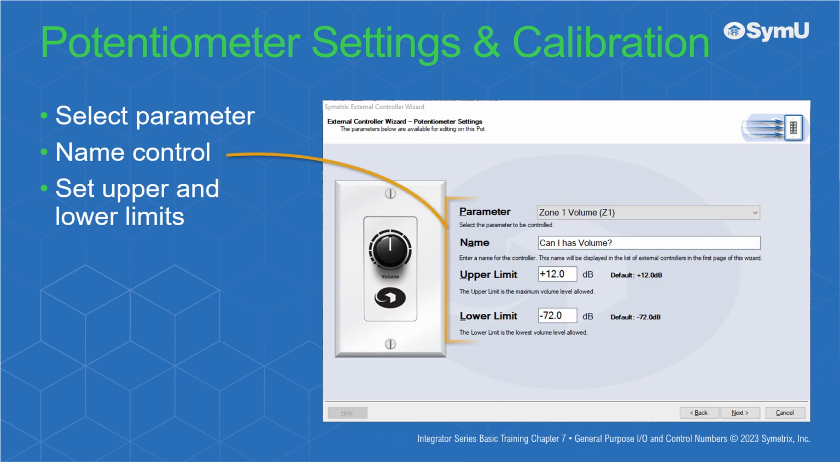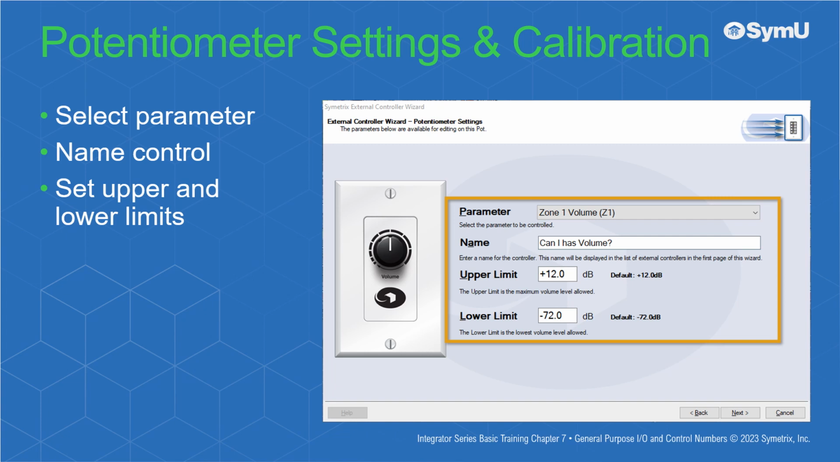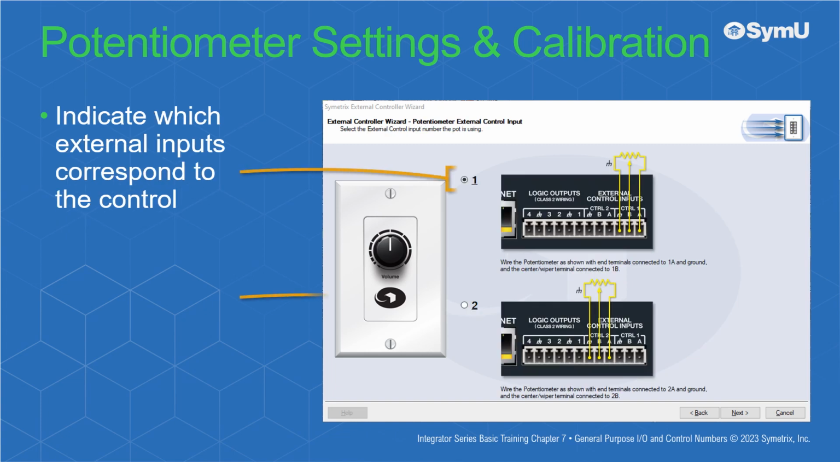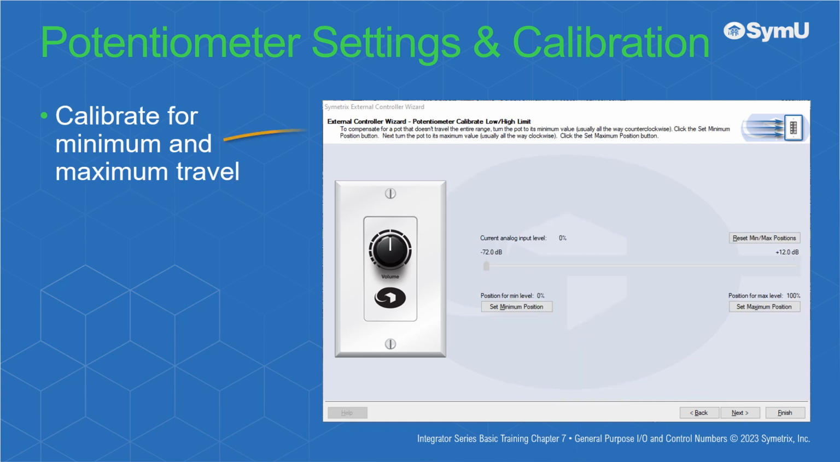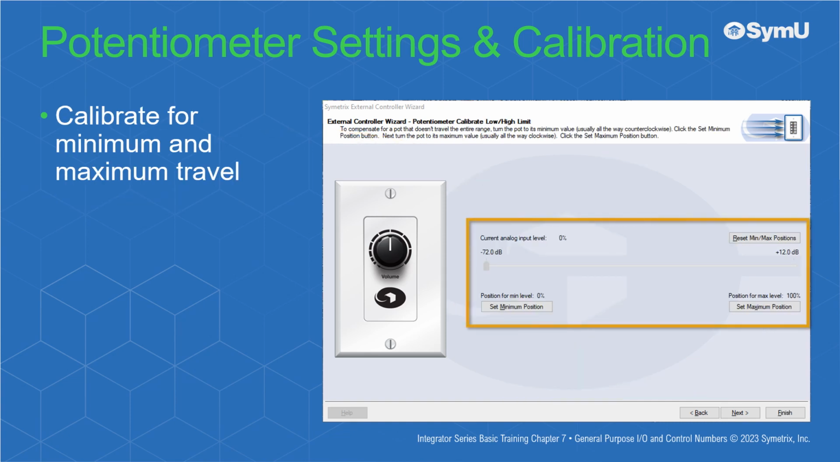Direct selection of the parameter, for example a fader, is possible, along with naming the control and setting upper and lower limits to the fader travel. Select which external controller output the potentiometer is connected to, Control 1 or Control 2. The pot can be calibrated to compensate for any min-max travel offset compared to the parameter controlled. For example, if the pot is set completely clockwise but the parameter isn't at full volume or at the upper limit set previously.